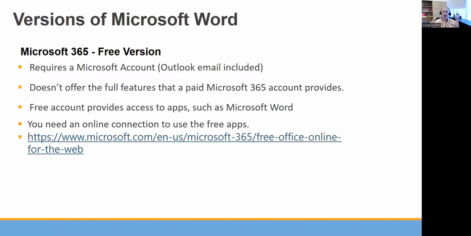So the Microsoft 365 free version of Word requires a Microsoft account, which is the Outlook email that you can sign up for. It doesn't offer the full features of the paid 365 account. So 365 has two different versions, a paid version and a not paid version. So you can get a free version of Word that's kind of pared down. You can also get the free version that's access to the apps or the online computing versions of it. If you took our cloud workshop, we talked about cloud computing and cloud storage. Cloud computing is what Microsoft Word Online is, okay?